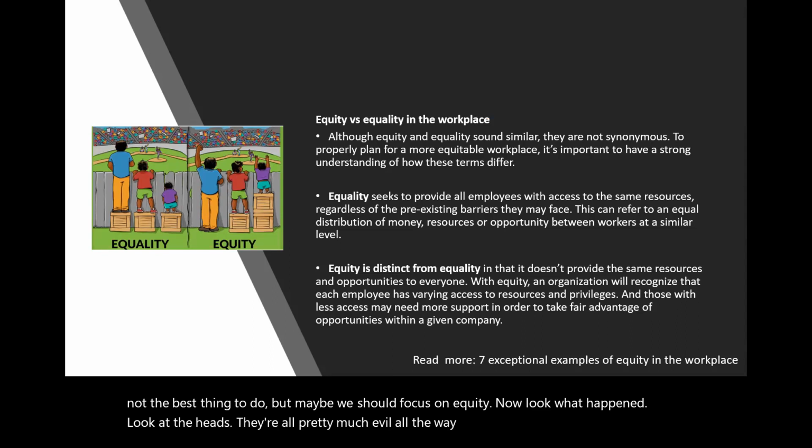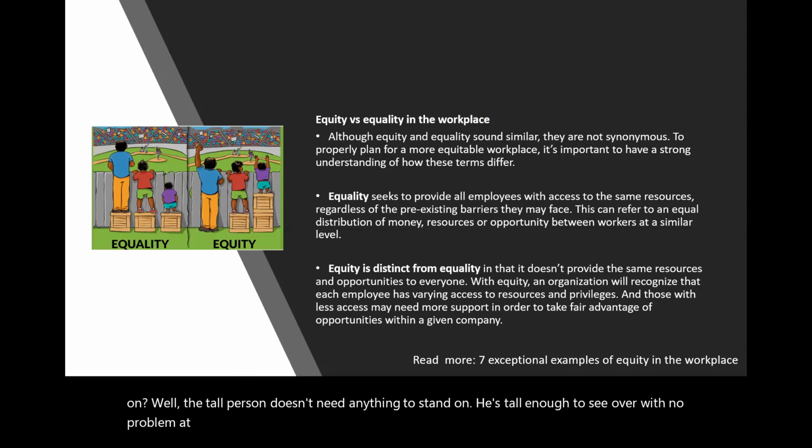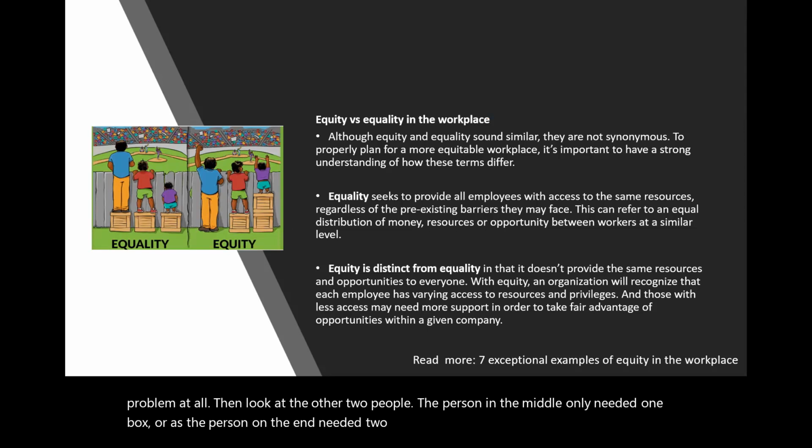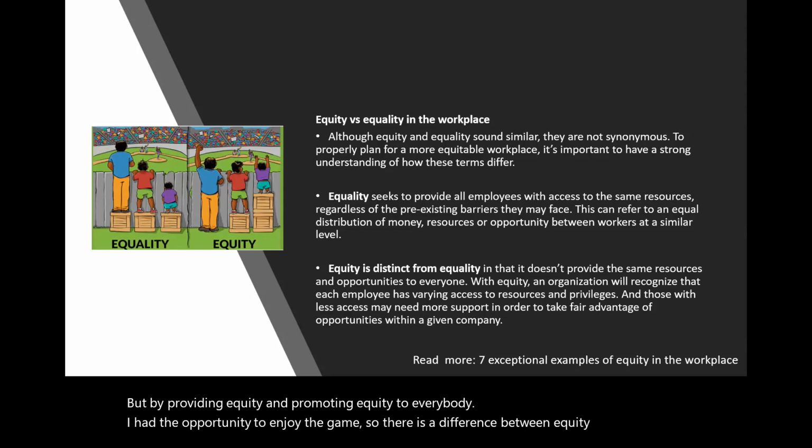Now, what are they standing on? Well, the tall person doesn't need anything to stand on. He's tall enough to see over with no problem at all. Then look at the other two people. The person in the middle only needed one box, whereas the person on the end needed two boxes. But by providing equity and promoting equity, everybody had the opportunity to enjoy the game. So there is a difference between equity and equality.